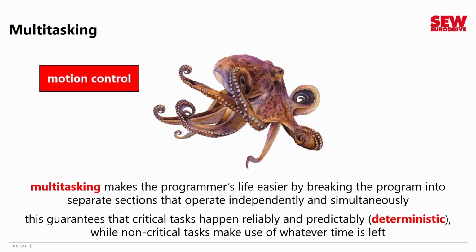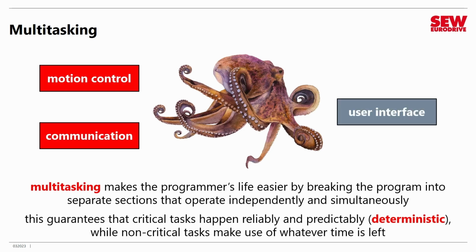Motion control is something you'd probably want to be deterministic. You want your motion control to be happening precisely. So you give it its own dedicated task, and that task says, I'm going to do this at very precise time intervals. So motion control is highly predictable. But then maybe you have communication where you're talking to other VFDs. That doesn't have to necessarily happen down to the millisecond. It can happen when it happens. And so you put that in a different task and let that run.